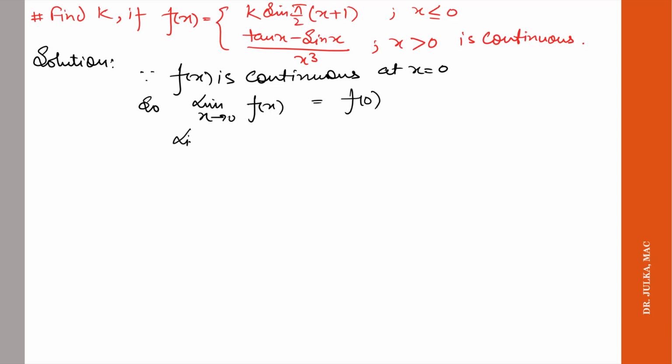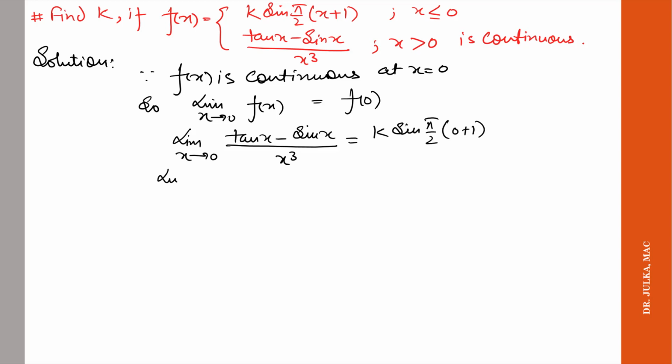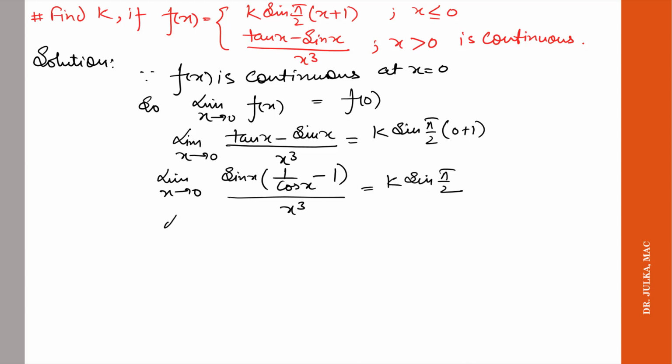Now here we take the function (10x minus sin x) whole divided by x cube, because here x is not equal to 0, and the value of f(0) is k sine (pi by 2 times 0) plus 1. Now we solve the left hand side. We take sin x common. In brackets we have (1 minus cos x minus 1) whole divided by x cube. In the right hand side we have only k sine pi by 2.